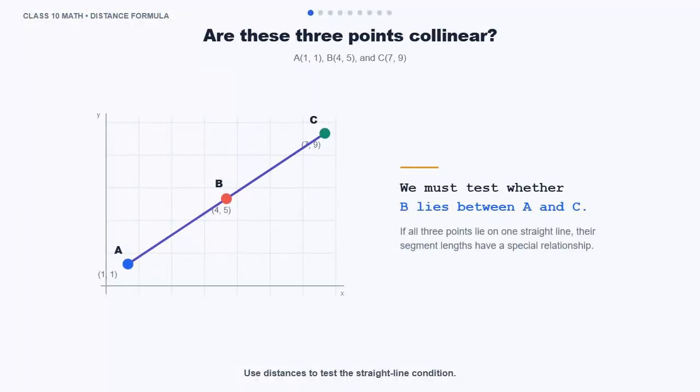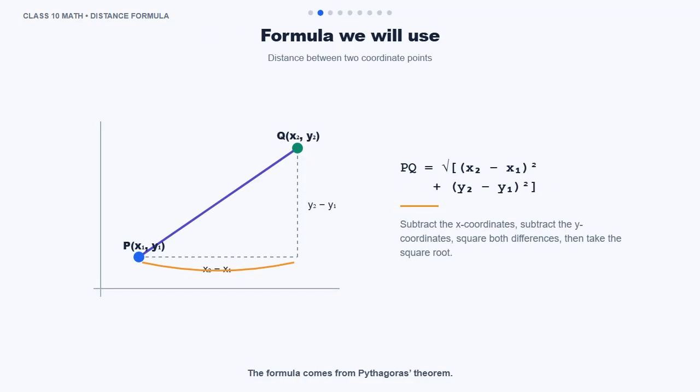We need to decide whether A, with coordinates (1, 1), B, with coordinates (4, 5), and C, with coordinates (7, 9), lie on one straight line. We will test this using their distances. The formula we will use is the distance formula.